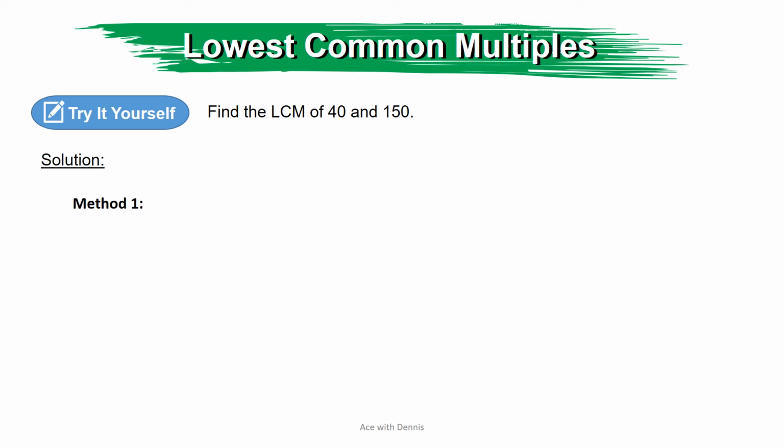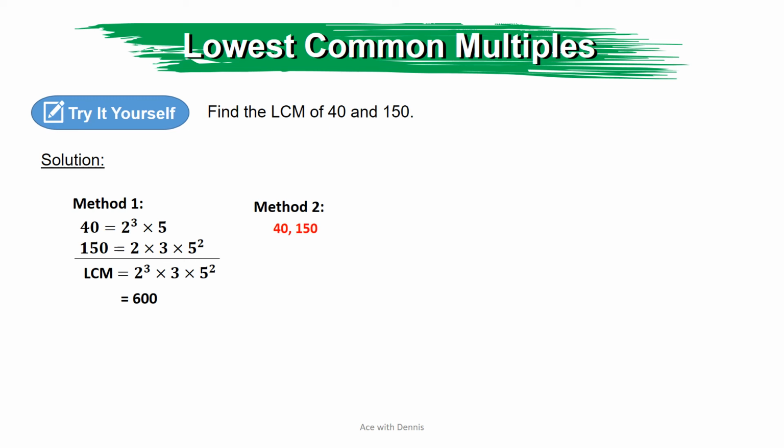Here's the solution. For method 1, 40 equals 2 cubed times 5. 150 equals 2 times 3 times 5 squared. So from here, 2 and 5 are the common bases and 3 is the uncommon base. For 2, we choose the highest power, which is 2 cubed. For 3, we only have one, so we copy down the 3. And for 5, the highest power is 5 squared. Therefore, the LCM is 2 cubed times 3 times 5 squared, which gives us 600.